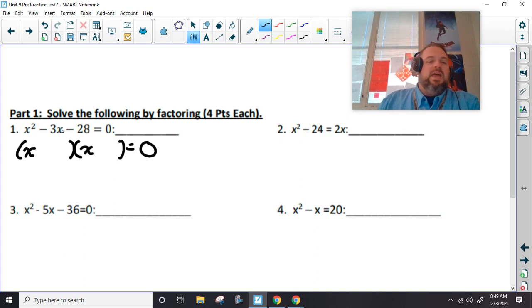All right. So this negative 28 tells us our signs are different. This tells us our bigger sign is negative. Now, what two numbers do we know automatically go into 28? Yeah, 7 and 4.